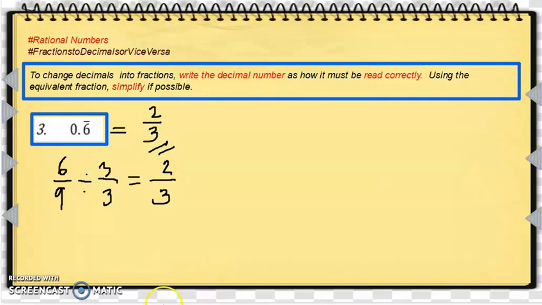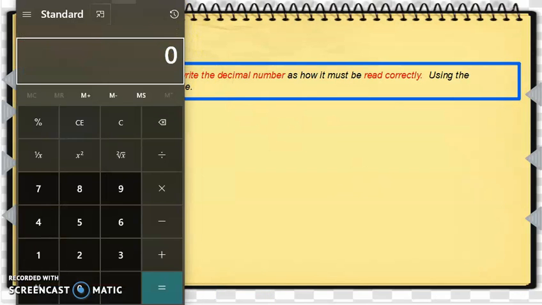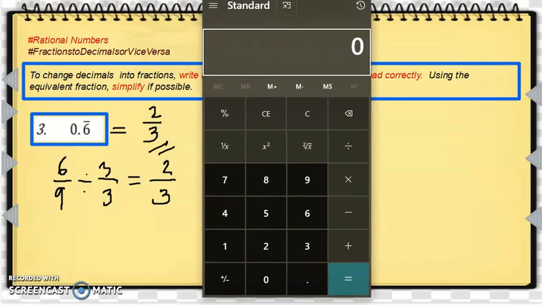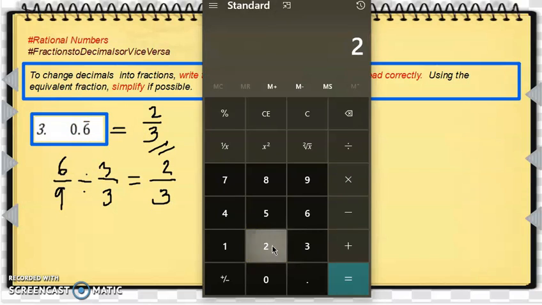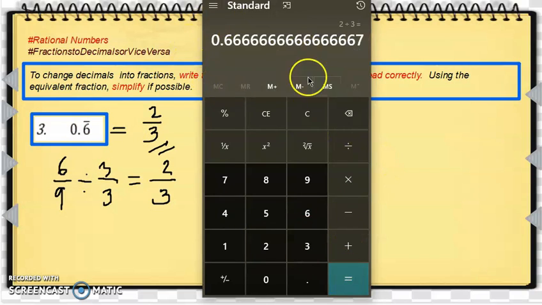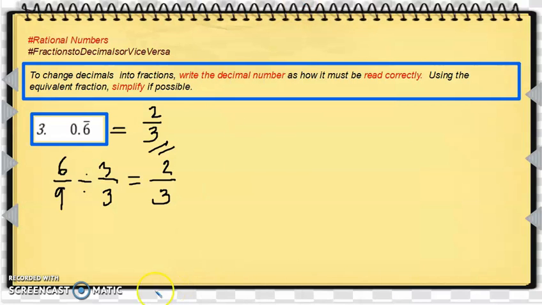Okay? Now to check, did I get the right equivalent? So you can use the calculator to check. So we have a calculator there. You're going to press your answer, 2/3. You should be arriving at 0.666 and so on and so forth. So 2 divided by 3 is, there you have it. As you can see on the screen, it's 0.666 and so on and so forth. Okay? So let's move on to the next one.